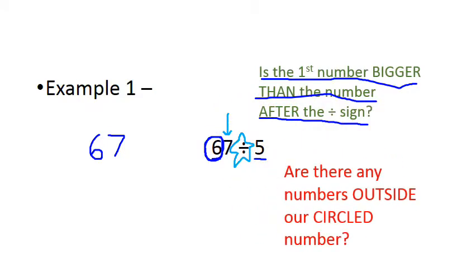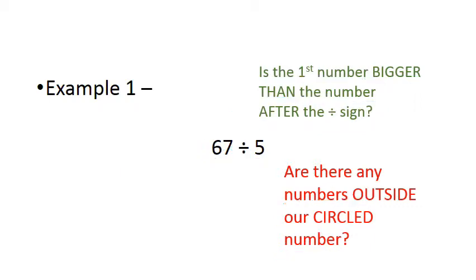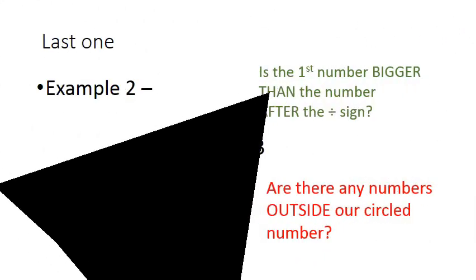Because we need to ask ourselves, are there any numbers outside the circled numbers? The answer is yes. We just have to do one simple step to make sure we get the right answer. Since we do have a number, the 7, outside of our circled number, there's one additional step we need to do. It's super easy. The trick is just remembering to look for it and to remember the extra step.